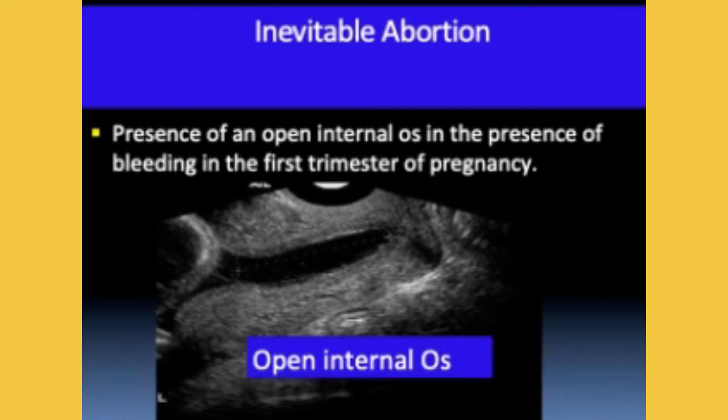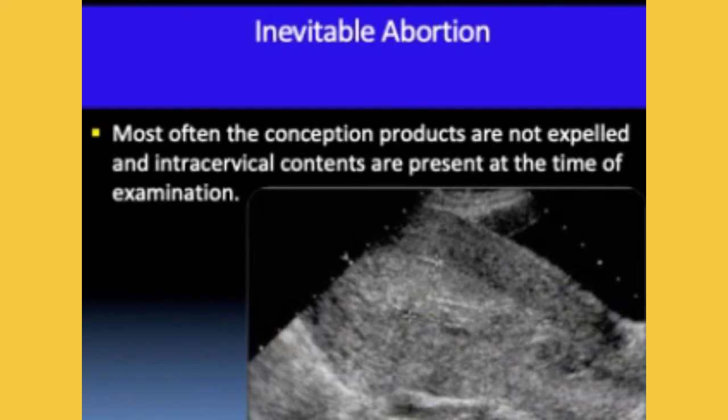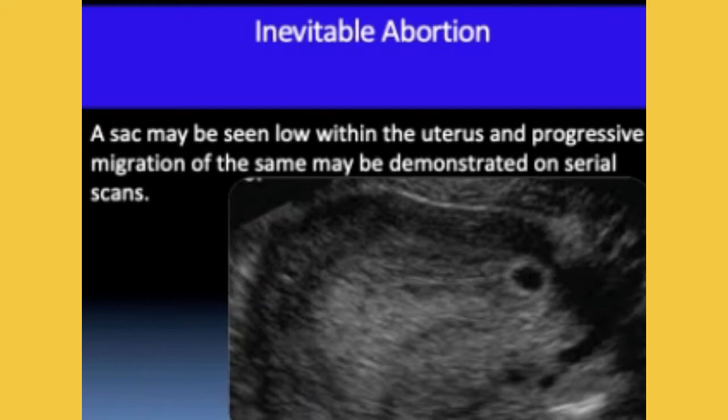So we must discuss abortion, that is the presence of an open internal os in the first trimester of the pregnancy. The second sign is most often the conception, the products are not expelled and intracervical contents are present at the time of examination, and we may find a gestational sac which is very low within the uterus, and there is a progressive migration of the same which is seen on the serial scan. If these three signs are present, most likely you are dealing with the inevitable abortion.